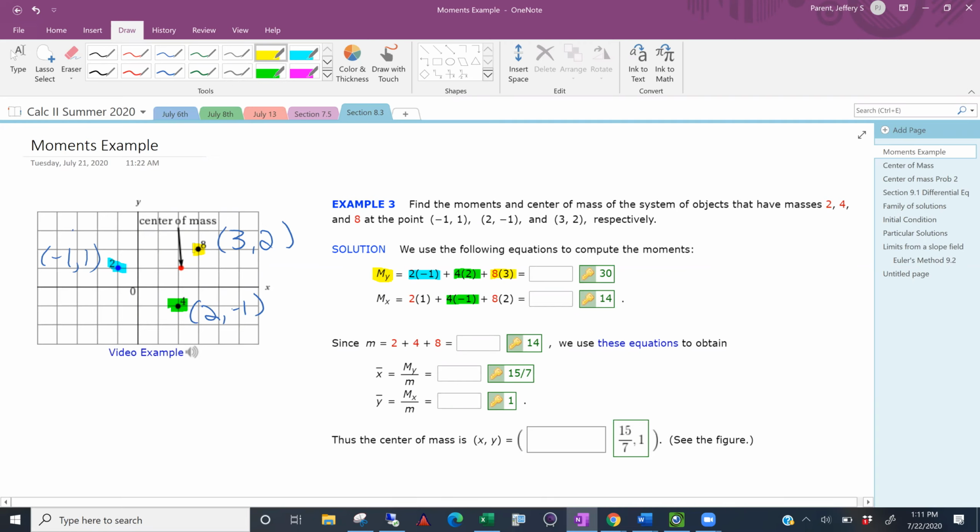What about this point up here at 8? Or, yeah, the point at 8. It's going to want to rotate around the x-axis. It's going to push down with a force of 8 multiplied by its distance away from the x-axis, which is our y-coordinate of 2. So you're going to have 8 times 2.